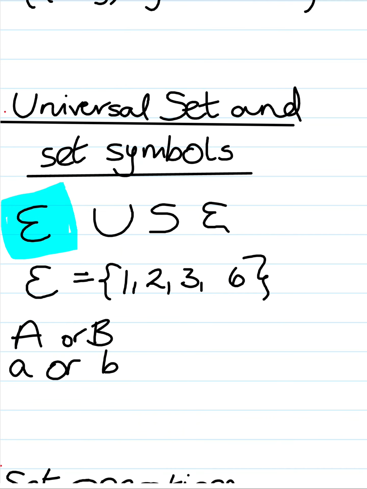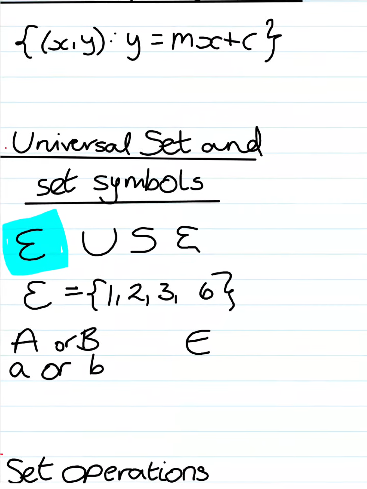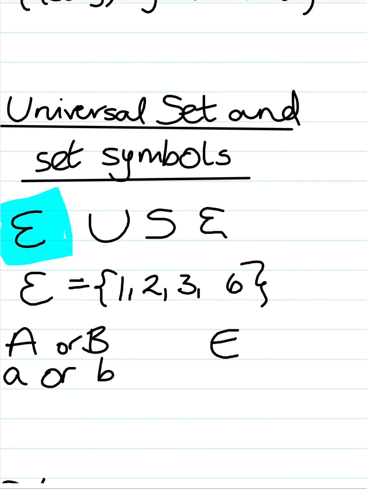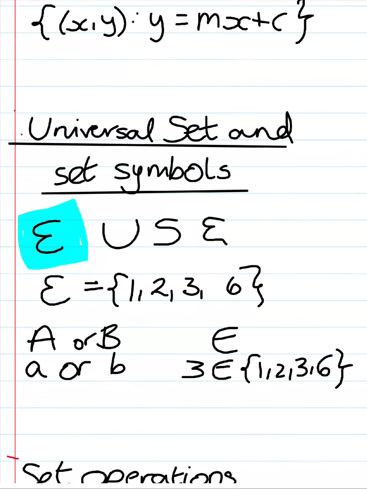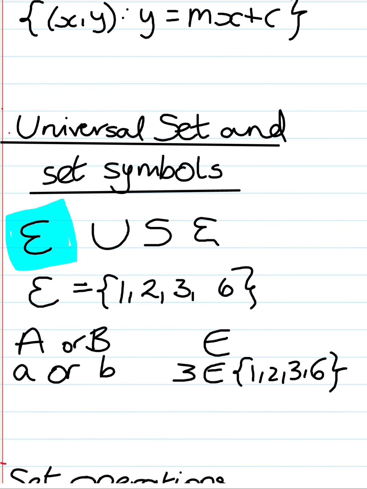Additionally, if an element belongs to the set, we use this fancy little symbol here. For example, taking the universal set above, which contained the factors of 6, we could say 3 is an element of the set by writing 3 is an element of {1, 2, 3, 6}. These are all key symbols you need to know when working with set notation, and they're very good to keep in mind at all times.